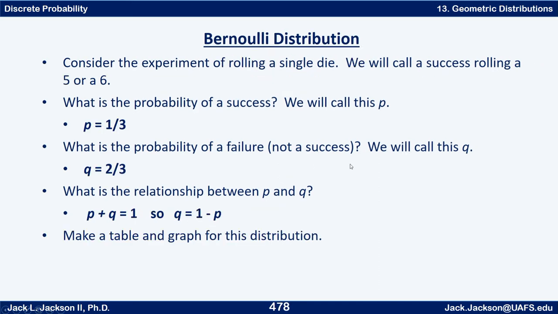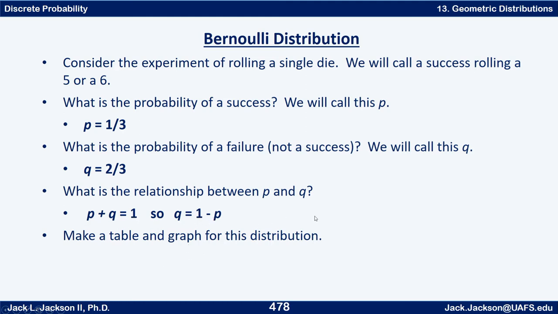Well, if you're either rolling a 5 or 6, the probability of getting a 5 or 6 with a single die roll is 2/6, which reduces to 1/3. So P is 1/3, the probability of a success. The probability of a failure is 2/3. What's the relationship between P and Q? Well, P plus Q has to be 1, so Q is 1 minus P.